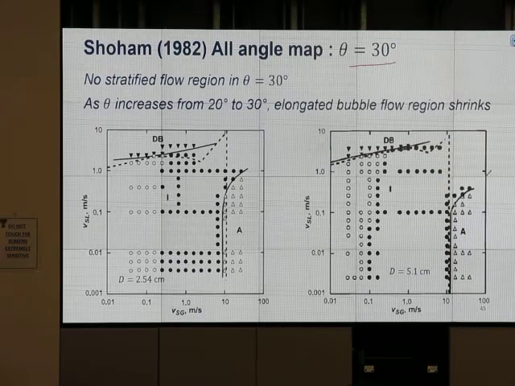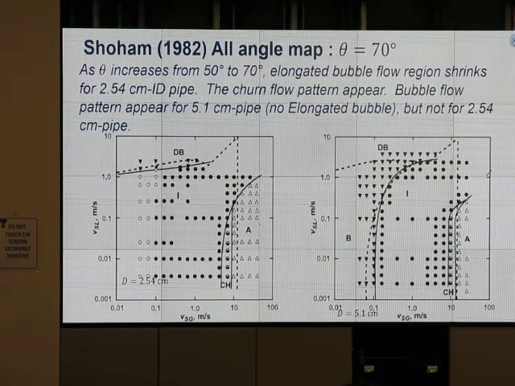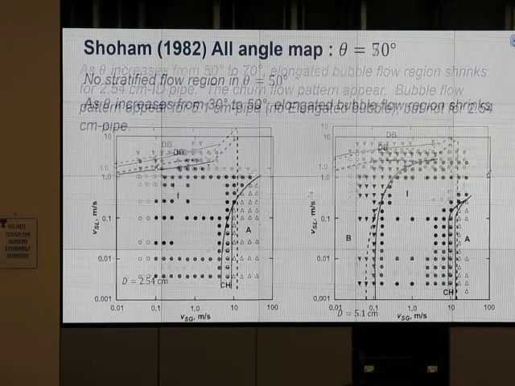30 degree, there's no stratified. It's just slug flow. Okay? It's just gone. Increase to 50 degree, I have just bubble flow, intermittent and annular flow. Nothing else. 70 degree. Oh, look at this.